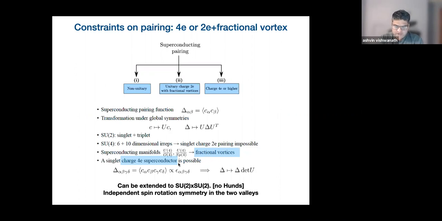Of course, you could make a charge 4e superconductor that's a singlet, because four electrons that transform under the fundamental of SU4 can be in a singlet of SU4. So in this particular case, you don't break any symmetries.